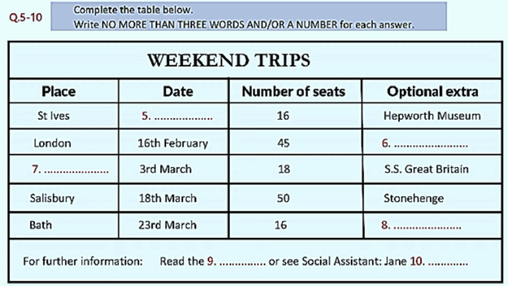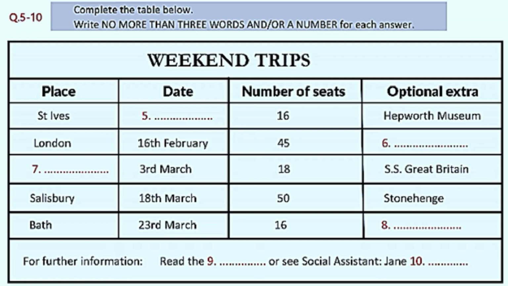Then there's a London trip on the 16th of February, and we'll be taking a medium-sized coach, so there'll be 45 places on that. And let's see, the optional extra is the Tower of London. Oh, I've already been there. After that, there's Bristol on the 3rd of March. Where? Bristol. Okay. That's in a different minibus with 18 places available. Oh, and the optional extra is a visit to the SS Great Britain.